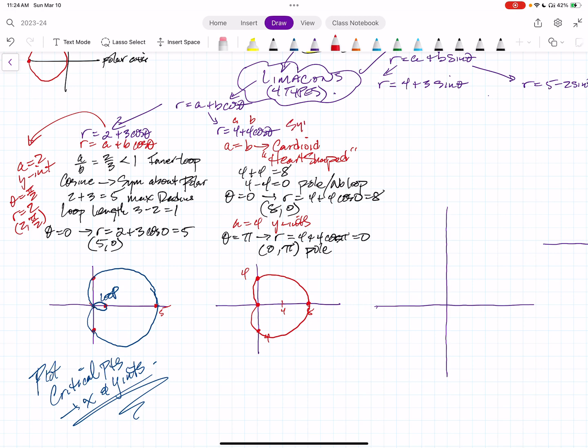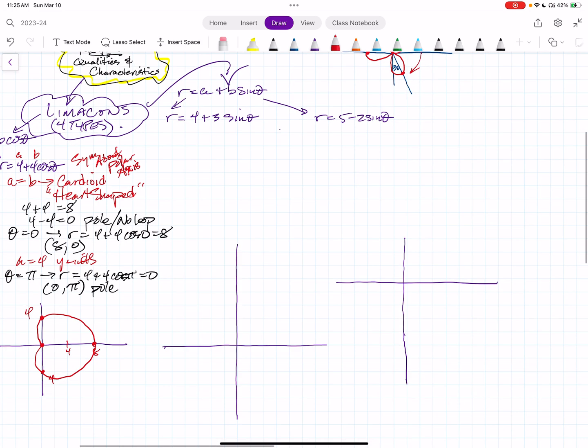Even the second one is symmetric about the polar axis. Anytime you see cosine, that's going to be the case, and that's something that you could have learned in the lesson itself when you were using Desmos. All right, how about this next one?